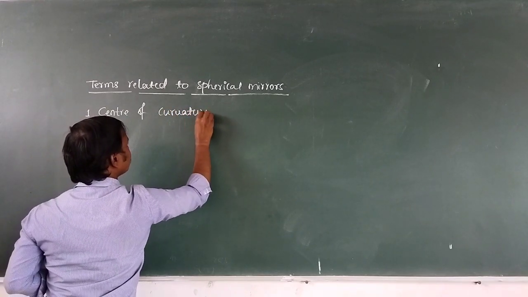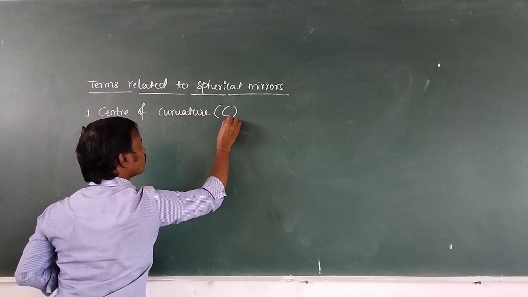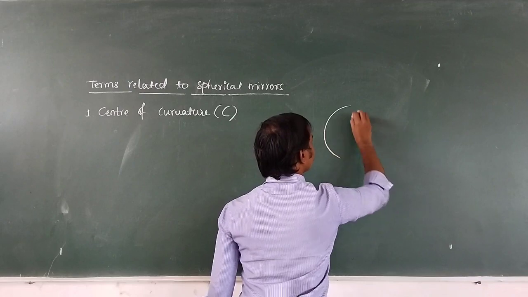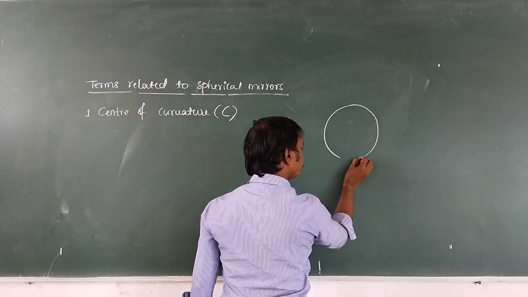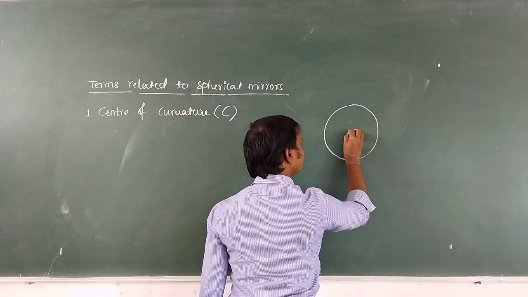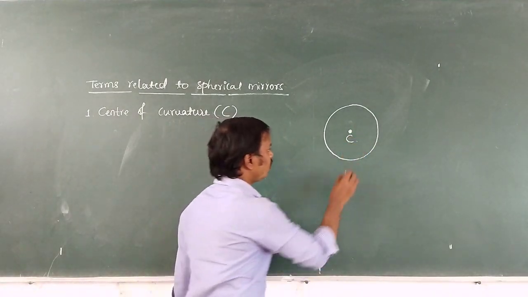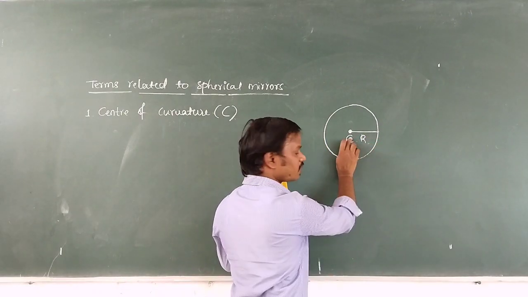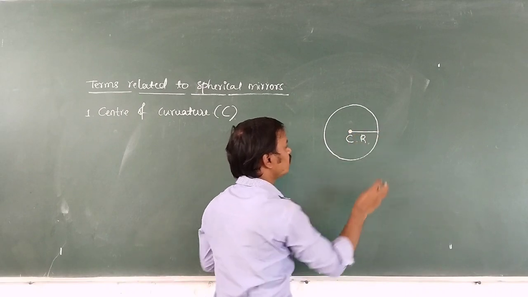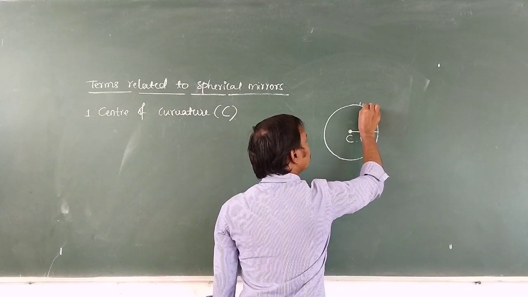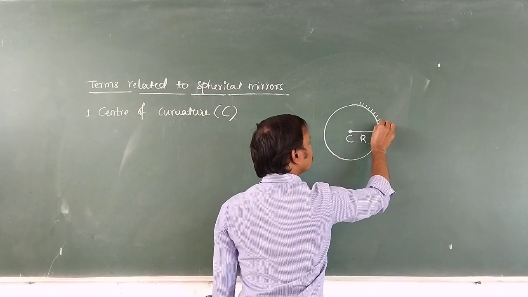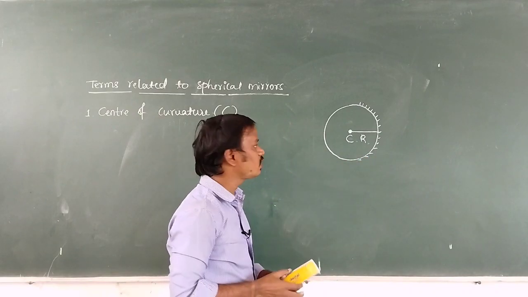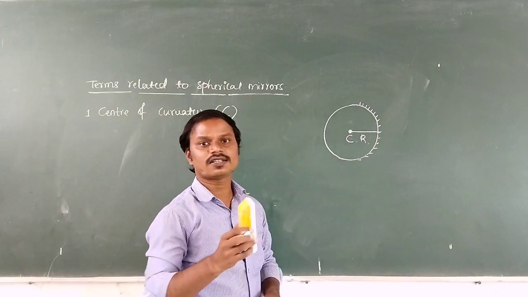The center of curvature can be represented by the capital letter C. Here it is a sphere, C is the center of the sphere, and this is the radius of the sphere. Also, if the outer surface is silvered, then this type of spherical mirror is called a concave mirror, because its reflecting surface is towards the center of curvature.